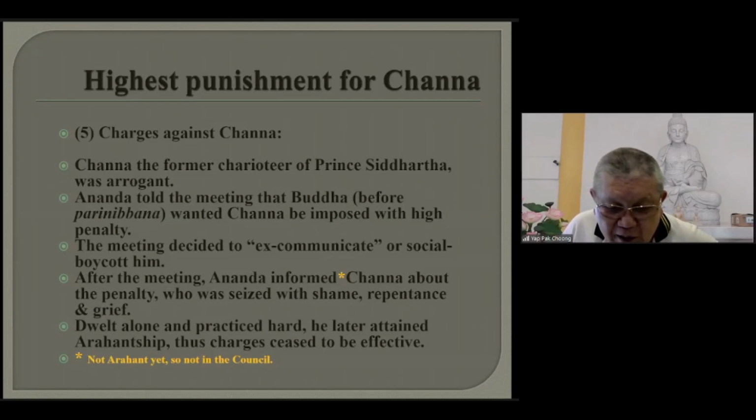You see? So Ananda told the meeting, but then you have to know Chanya was not an Arahant yet during the meeting. So he was not in the Satipatthana cave. You see, he did not attend the meeting, but the meeting brought up these charges, and Ananda told the meeting that before that, Buddha wanted Chanya to be penalized, to be punished, to be imposed with the highest penalty, you know. When these charges were brought up during the meeting, Ananda also told the meeting about this. So the meeting passed a resolution. They decided the highest charge against Chanya. Highest charge means excommunication. Then everybody boycotts this Chanya. Don't mix with him. Don't associate with him.